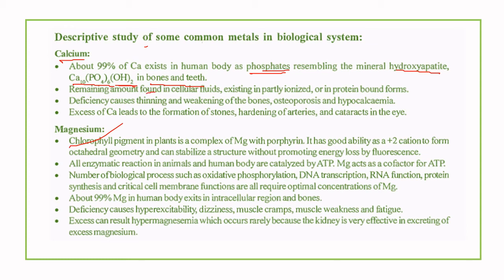The remaining amount found in cellular fluids exists in partly ionized or protein bound form. Calcium deficiency causes thinning and weakening of bones, important: osteoporosis, hypocalcemia. And the second one, important: excess of calcium leads to the formation of stones, hardening of arteries, cataract in the eyes. Calcium deposition causes hardening of arteries.